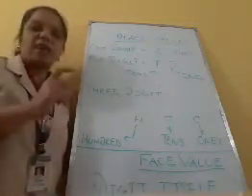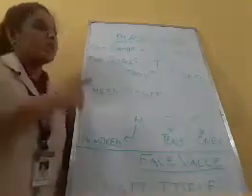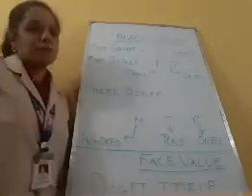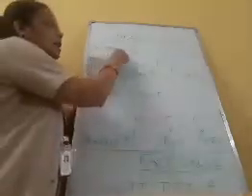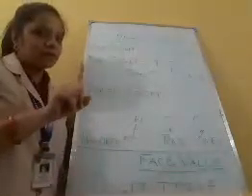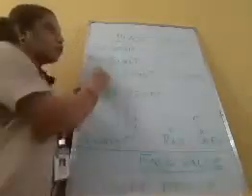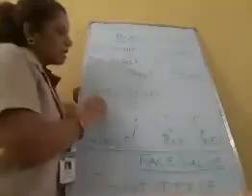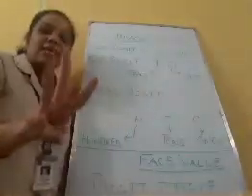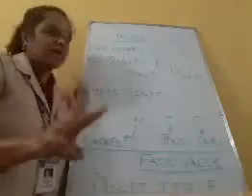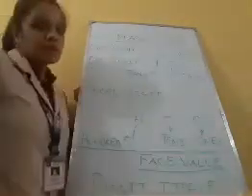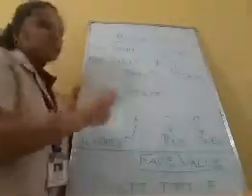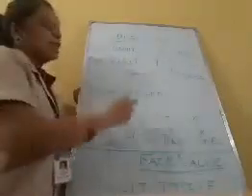Before explaining this line, let's see how many place values. 1-digit number, 1 digit, 1 place value. 2-digit number, 2 digit, 2 place value. 3-digit number, 3 digit, 3 place value.